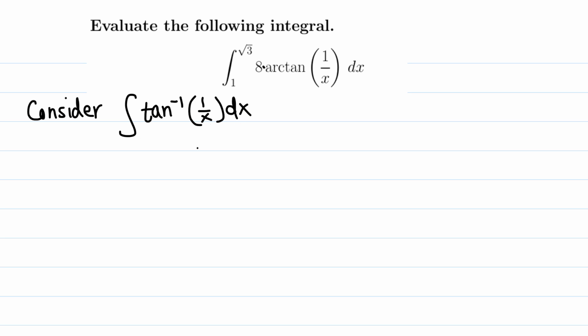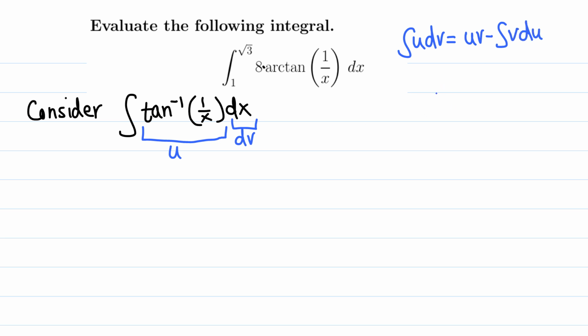There is no direct formula for the antiderivative of tangent inverse, so we need to take advantage of integration by parts. That means we write one part as u and the remaining part as dv, and when we have u and dv, the integration by parts formula is uv minus the integral of v du.